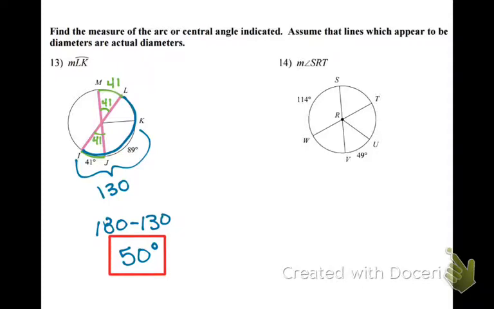Number 14 says find the measure of angle SRT. So you're finding this angle. Do you know the measure of the angle that's directly next to it? Yes, what is it? 114. When you take these two and put these two together, they sit on the diameter. And a diameter is a straight line. How many degrees is a straight line? 180. So what can we do to find the measure of our angle? Subtract from 180, yep. So 180 minus 114 is 66. Questions? Comments?